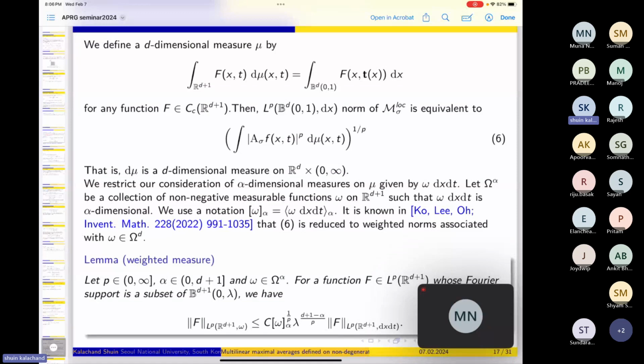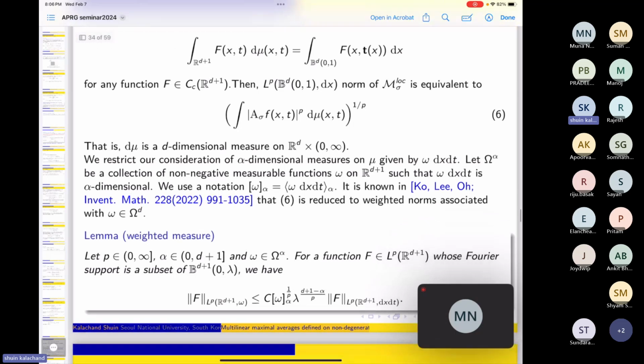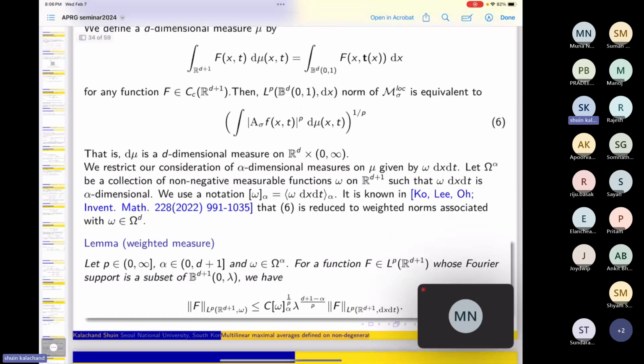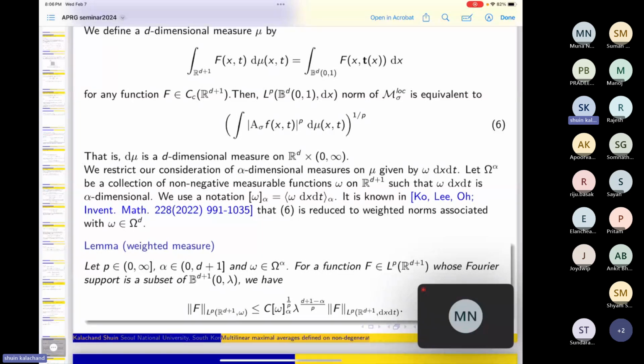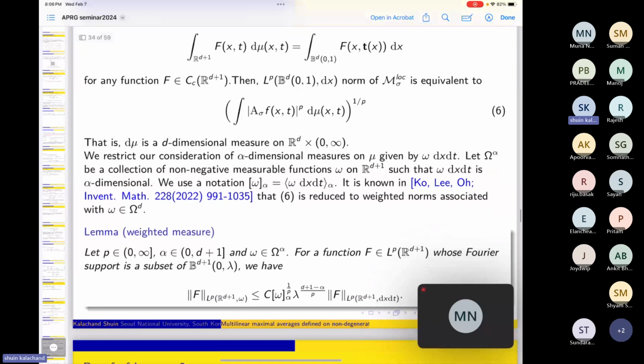In the proof we will assume that sigma has compact support. Therefore we don't need to consider all the alpha-dimensional measures mu. We just need to consider that the measure mu is given by this omega, which is some non-negative measurable function, times dx dt, which you can call a weighted measure. So using the support property of the Fourier multiplier, we can restrict our consideration of alpha-dimensional measures to this weighted measure omega dx dt.